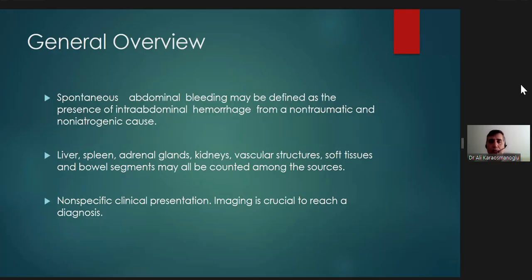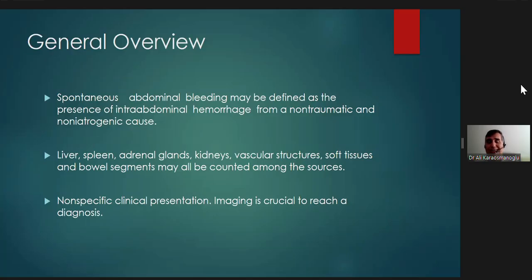By definition, spontaneous intra-abdominal bleeding may be defined as the presence of intra-abdominal hemorrhage from a non-traumatic and non-iatrogenic cause. So there's not going to be any surgical intervention and no history of trauma. Then we call these intra-abdominal bleeds spontaneous intra-abdominal hemorrhage. So liver, spleen, adrenal glands, kidneys, vascular structures, you name it. Every organ system in the abdomen may be affected and should all be considered among the sources of the hemorrhage.